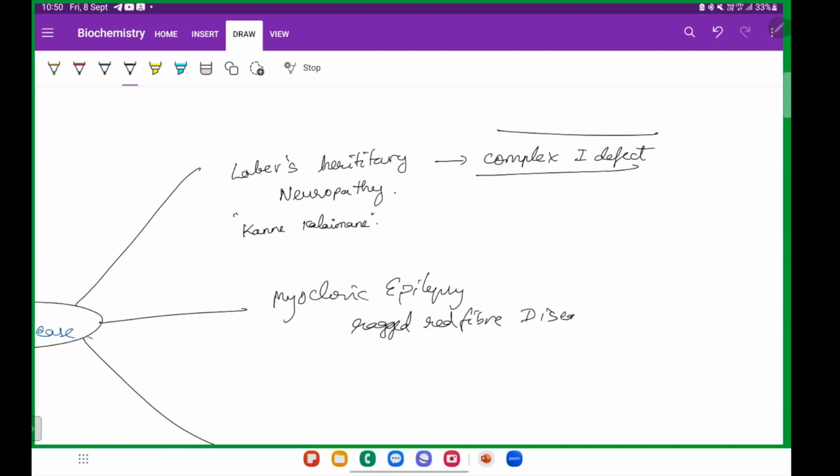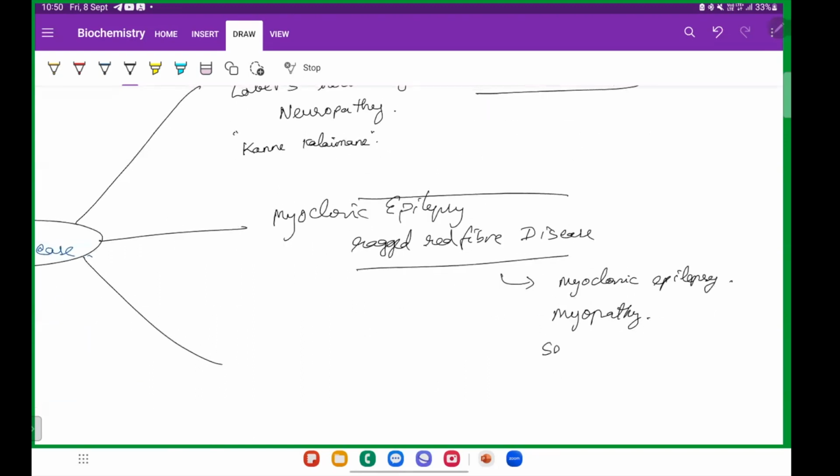What is this myoclonic ragged red fiber disease? This is going to lead to myoclonic epilepsy. It is going to lead to myopathy. It is going to lead to seizures, and this is going to lead to dementia. This is again one of the syndromes, one of this Oxford syndrome.